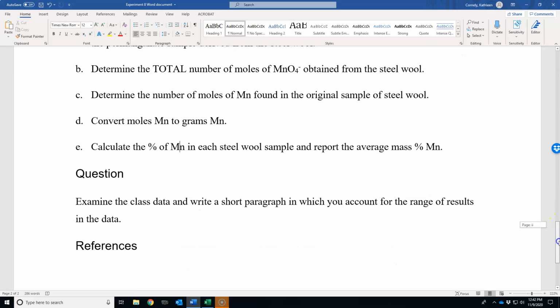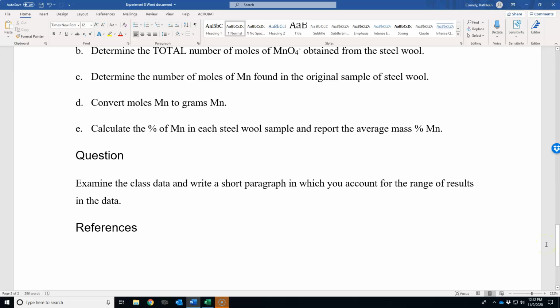This is a full report, and full reports are supposed to have questions, and we did notice that there were no questions. So it would be interesting for you to answer this one question. Examine the class data and write a short paragraph in which you account for the range of results in the data. We all used the same sample of steel wool. We all should have gotten exactly the same thing, and we didn't. So there must be a reason for that. There must be some way that you can use your knowledge of chemistry to account for the range of the results that we got. And of course, you would end with references, so don't forget that.